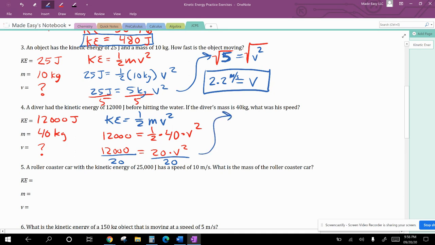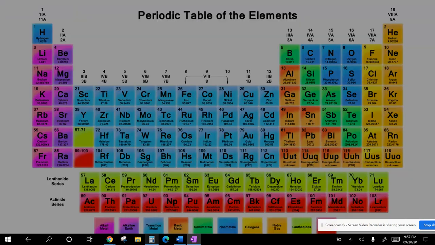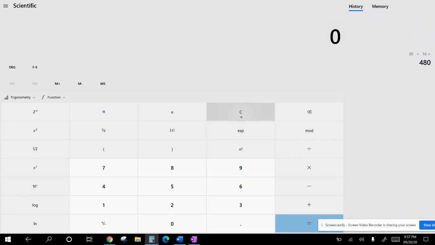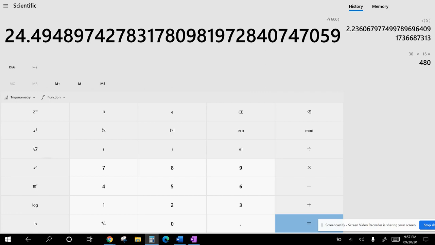All right. And so what we're going to get when we do that is, 12,000 divided by 20 is going to be 600 equals v squared. And so we need to take the square root of both sides. We'll take the square root of both sides. And then the square root of 600 is going to be 24.5.